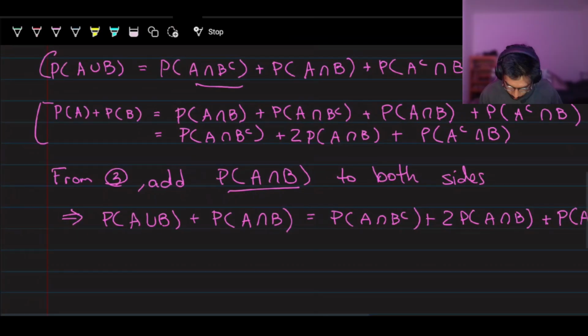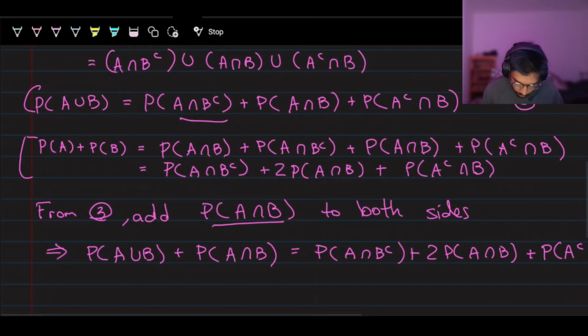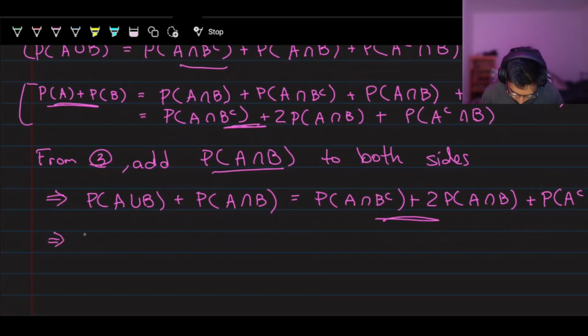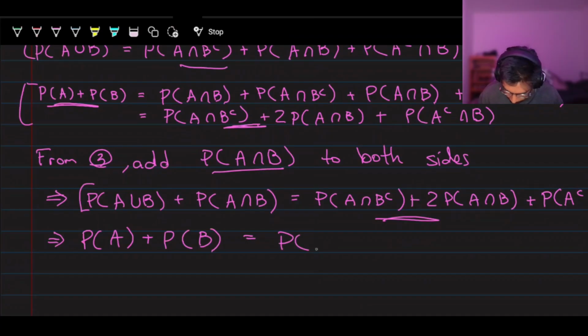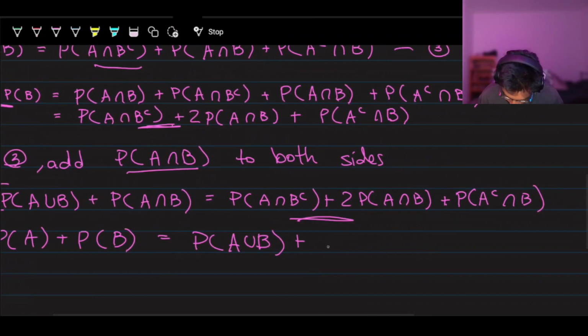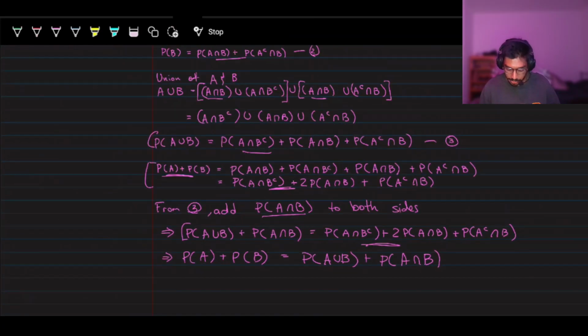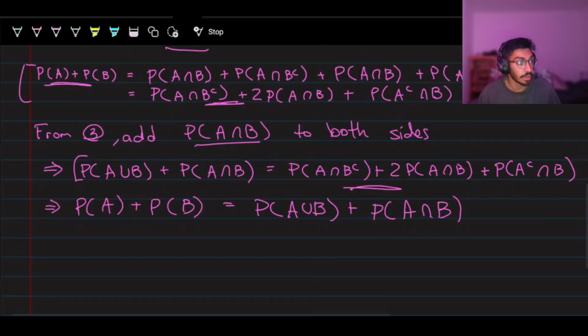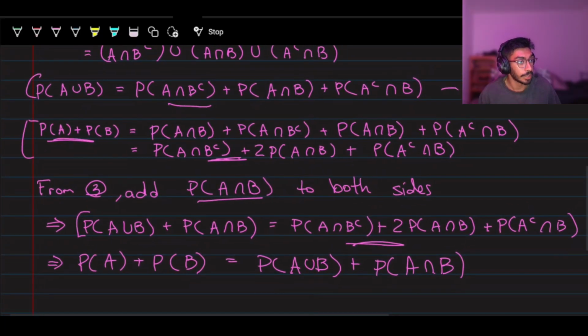And what we can now notice is from our sum here, this is the same as this, so therefore the probability of A plus the probability of B is the same as the probability of A union B plus the probability of A intersect B. And so this is the addition theorem that we just proved using disjoint sets for A and B.